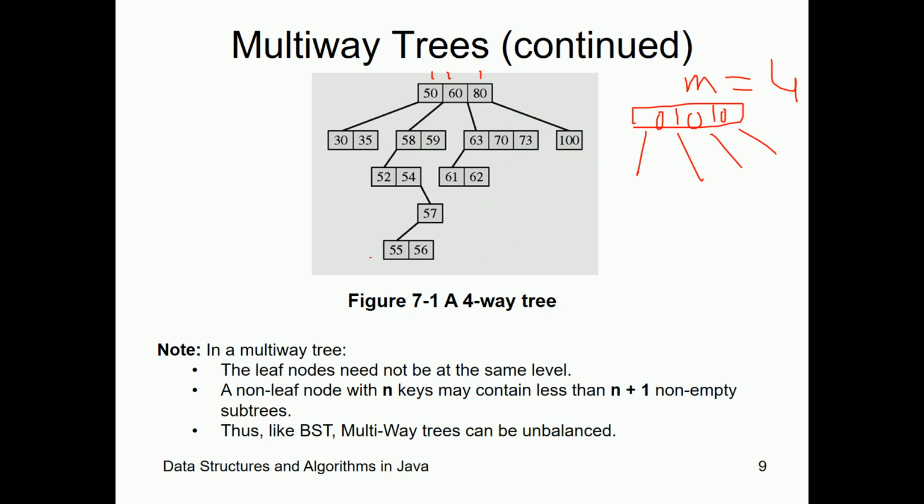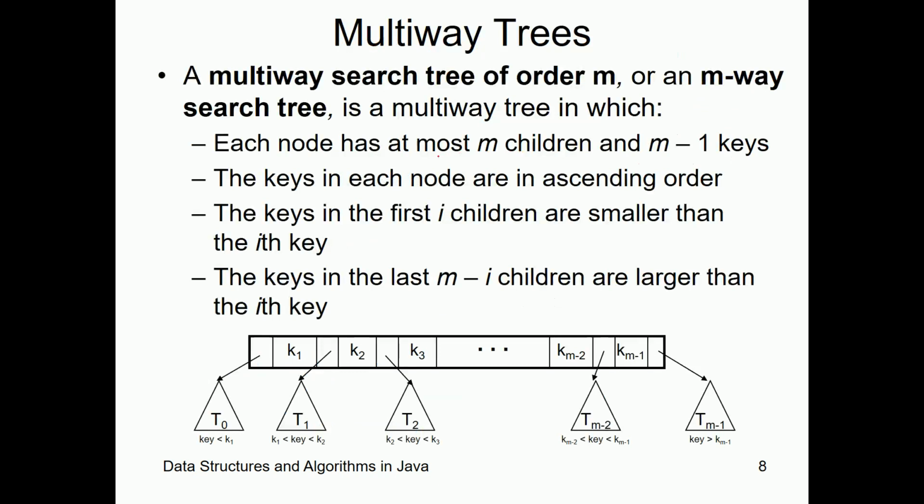And yes, this multi-way tree can be unbalanced. That's why we're going to see another type that tries not to be unbalanced, that tries to be balanced. But that's the main idea. The multi-way tree is a tree where each node has at most m children and m minus 1 keys.